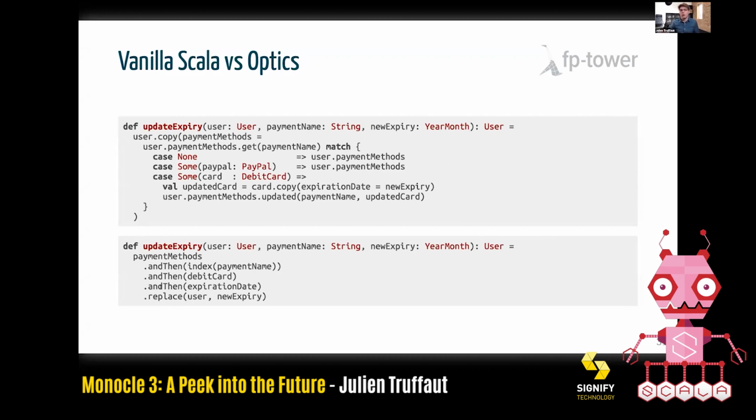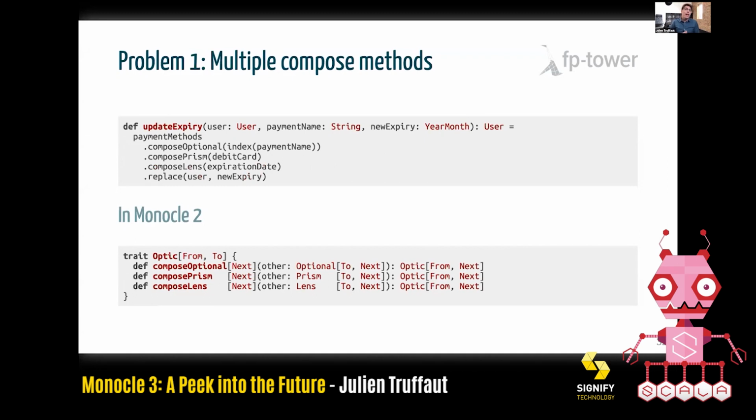So if it's so good, why don't we use it? There are a couple of reasons. One of them is that I actually lied to you about Monocle. So now I'm going to talk about Monocle. In the current version of Monocle, we don't have a single compose method, so we don't have andThen. We actually have several methods like composeOptional that takes an optional and gives you a new optic, composePrism that takes a prism, composeLens that takes a lens. So we have one compose method for each type of optic.